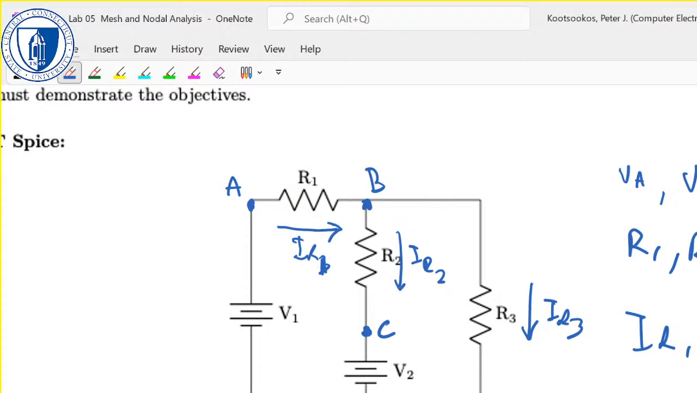And then what I want to see in your report is analysing this circuit using mesh analysis and get all of those values using mesh analysis. Analyse the circuit using nodal analysis. Get all of those values using nodal analysis. Obviously R1, R2, R3 you won't get, but you'll get the voltages and the current.